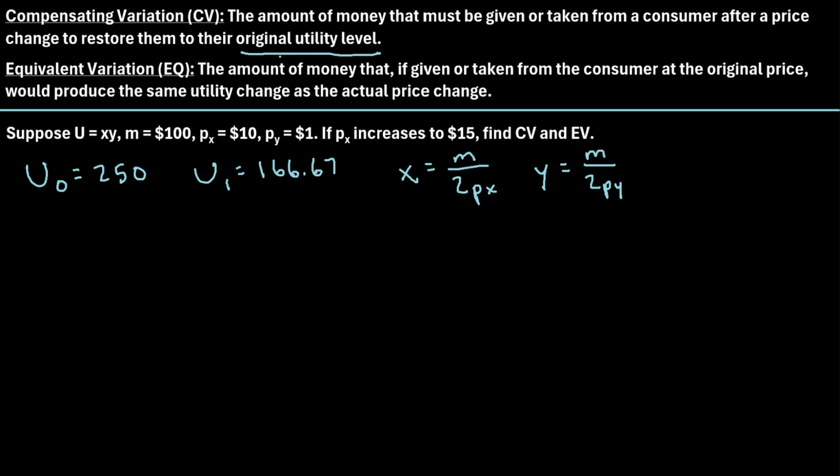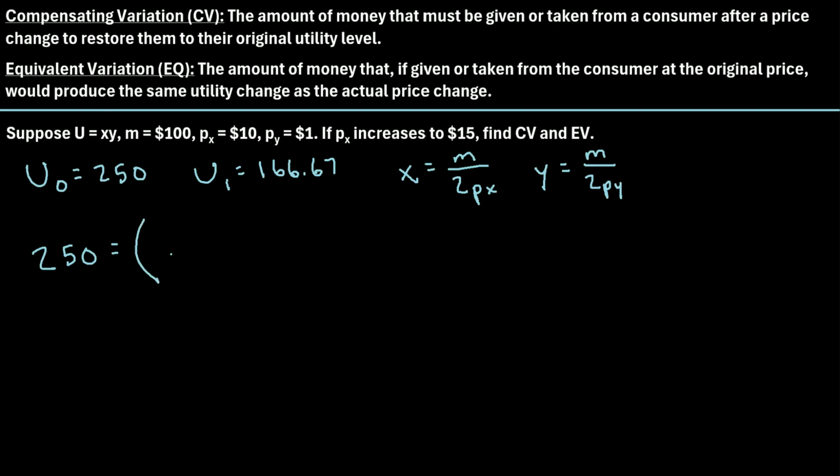So here's how we're going to solve this. Our original utility level is 250. So here's what we can say: 250, this is our u, is equal to, we're going to plug in x and y into this utility function for x and y. And we're going to figure out what is m. So what is that total income that they would need to achieve this original utility level?